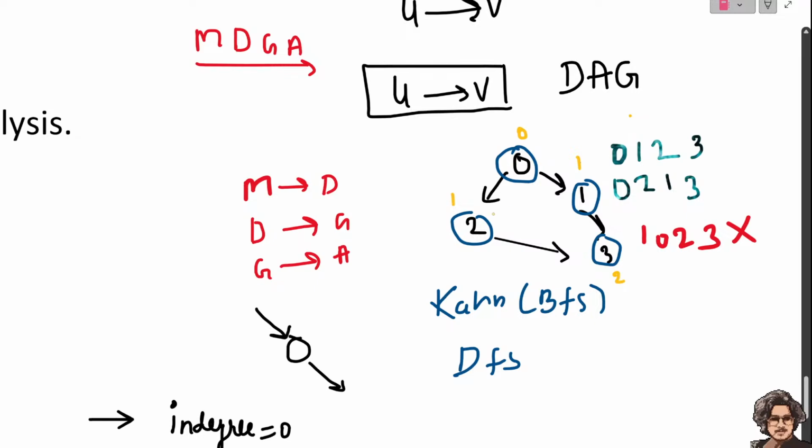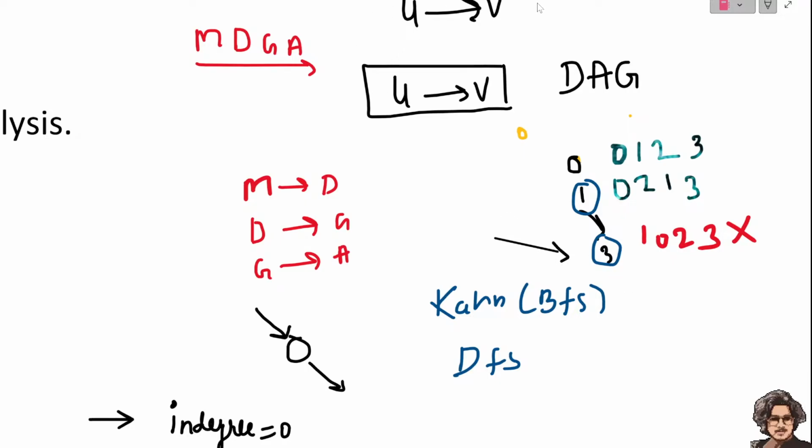So if we push this element, the in degree becomes 0 for this one. Again, we can push any value. If we push this value, the in degree of its neighbor is decremented by 1, so we can write 1 here. So this is the concept.